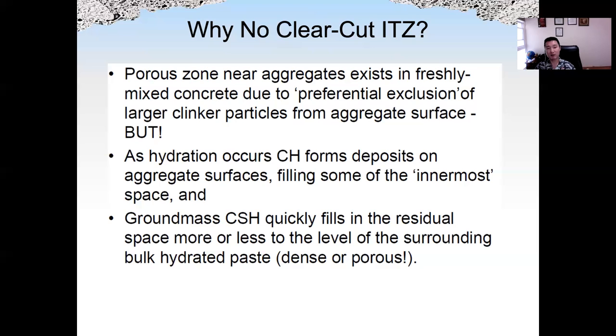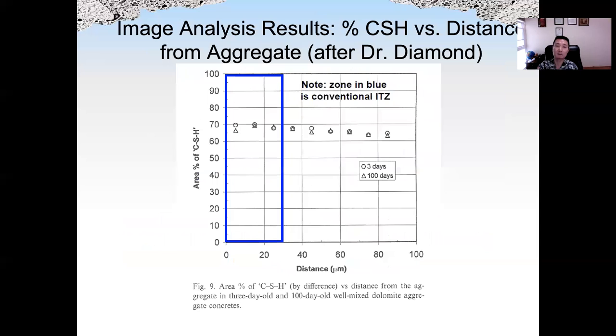However, as we discussed, hydration occurs, and calcium hydroxide tends to fill this empty space, the ITZ. Ground mass, such as CSH, can also help to fill this residual space. So that will reduce the difference in porosity between the ITZ and the remaining area.